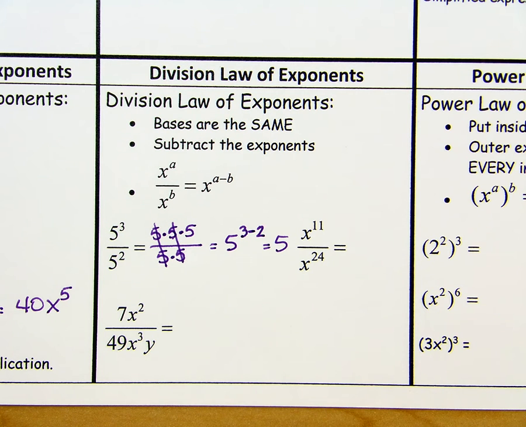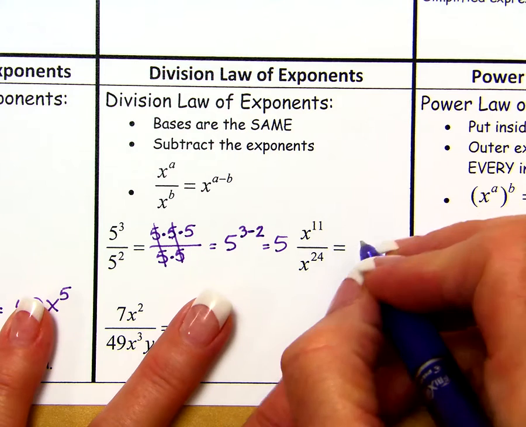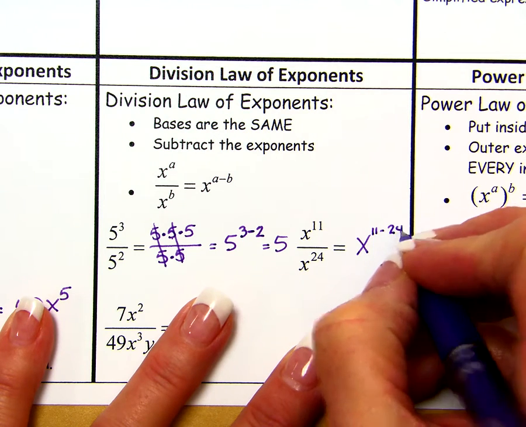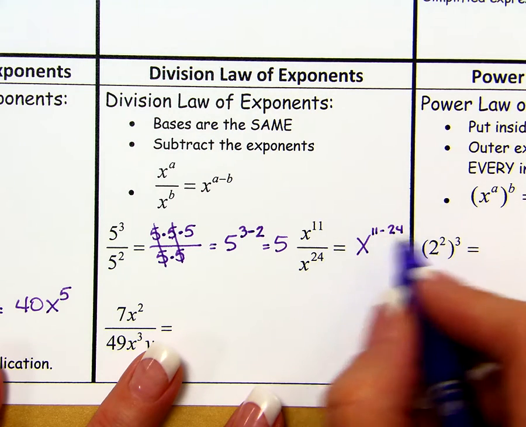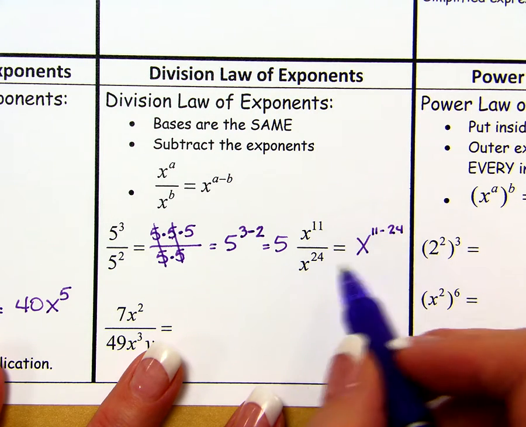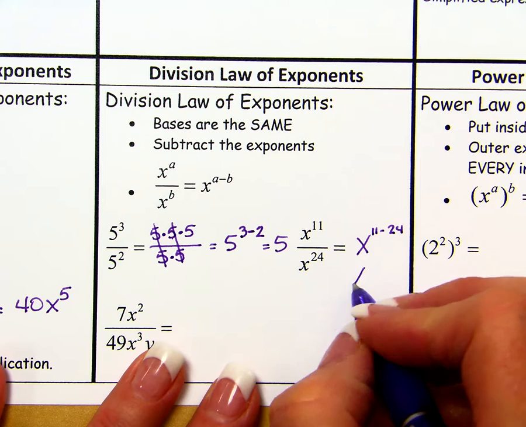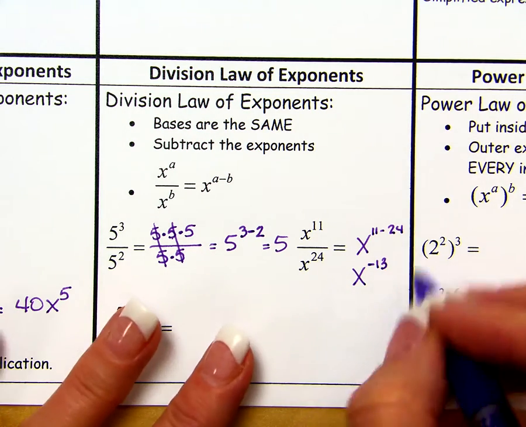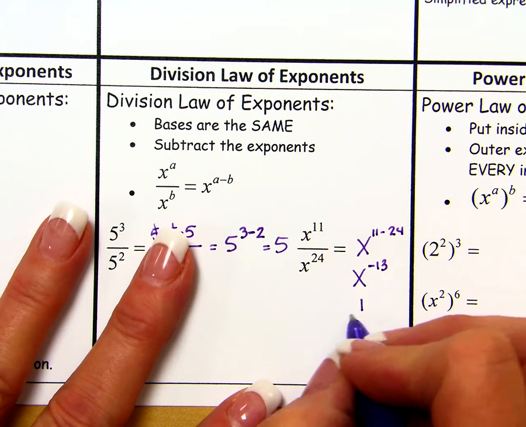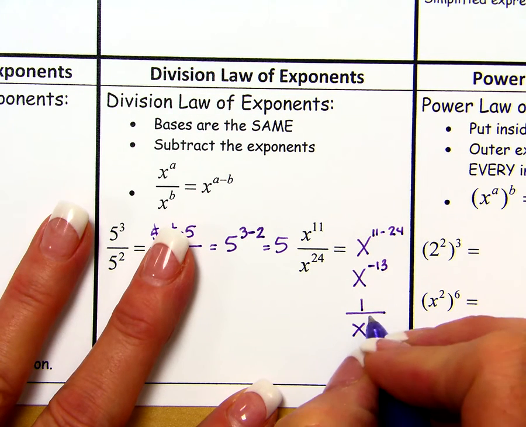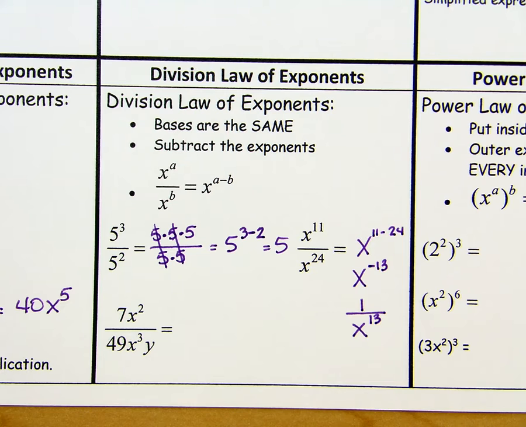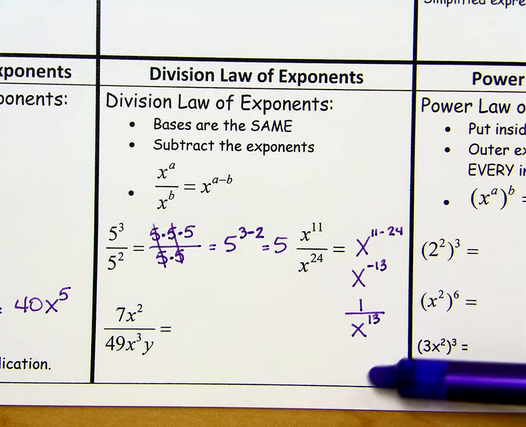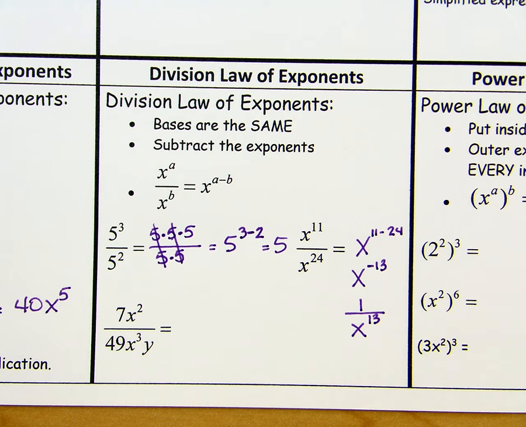For the next example, we have fewer on top than we have on bottom, so we end up with 11 minus 24 as our exponents, because we're going to take the 11 on top, take away the 24 on bottom. That's going to give us a negative 13. But we can't have negative exponents, so we're going to have to rewrite that as 1 over x to the positive 13. So basically 11 of these 24 canceled out, leaving 13 on the bottom.